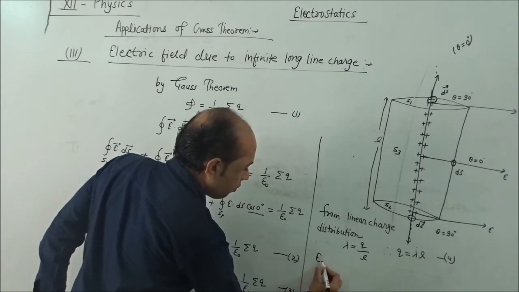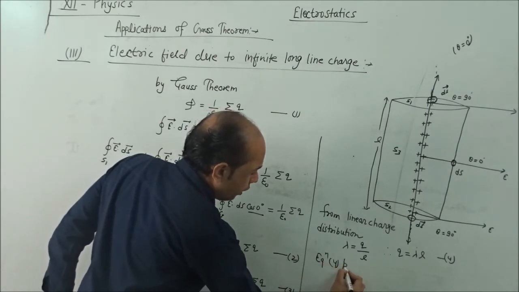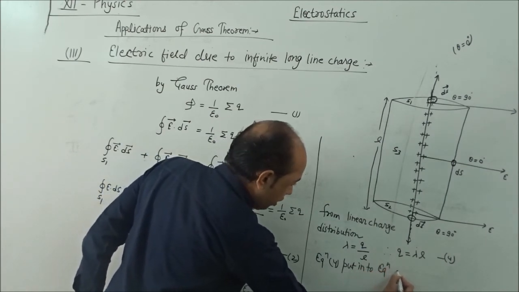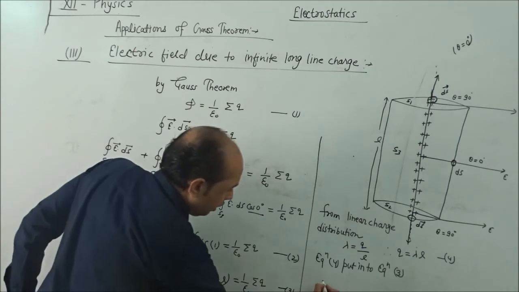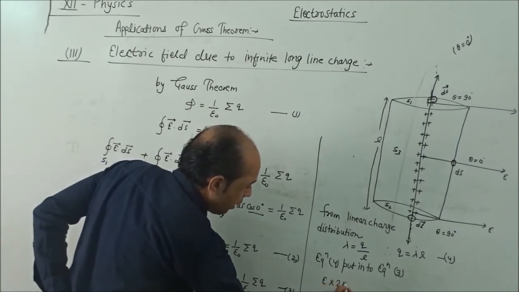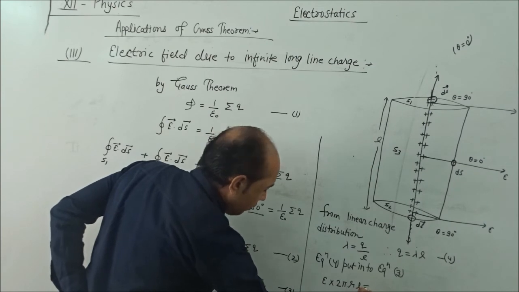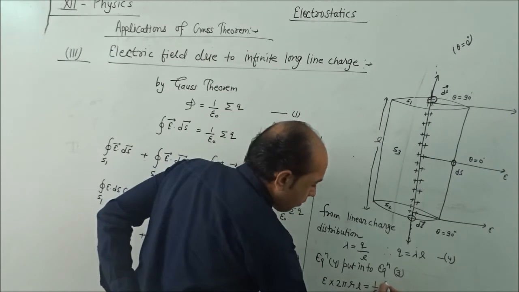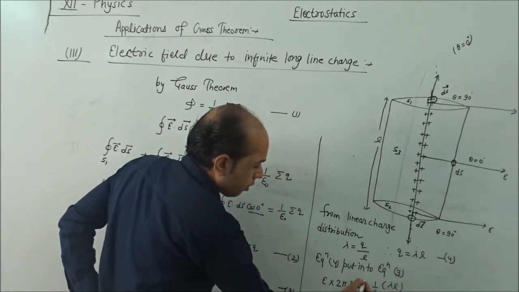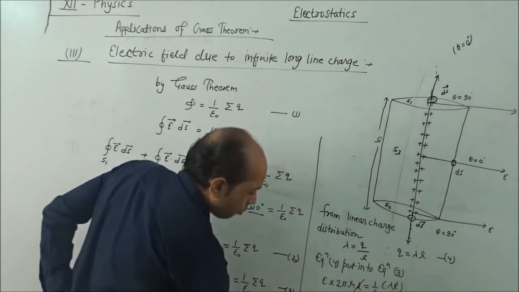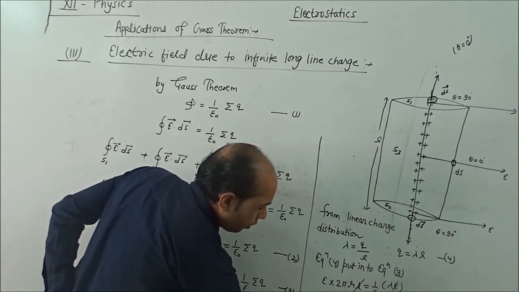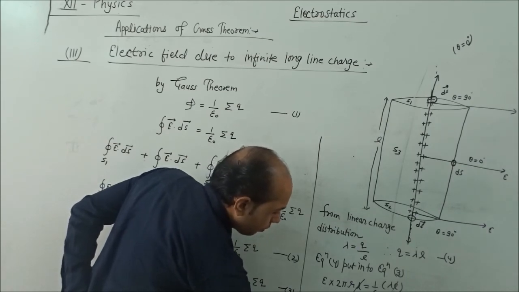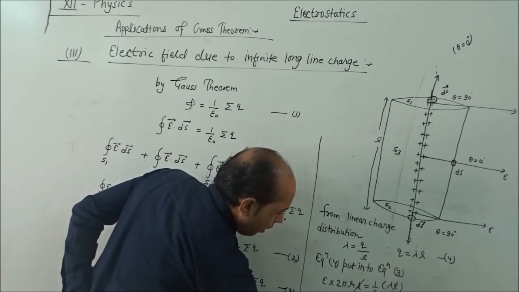So put equation 4 into equation 3. So E into 2 pi r L equals 1 upon epsilon naught, and q is to be replaced by lambda into L. So L and L cancel out. So we have here E is equal to 1 upon 2 pi epsilon naught lambda upon r.